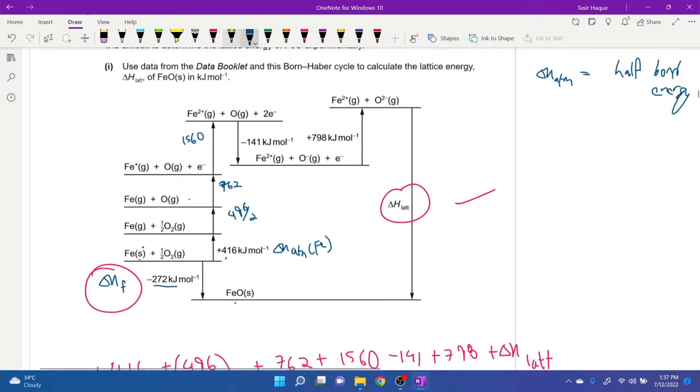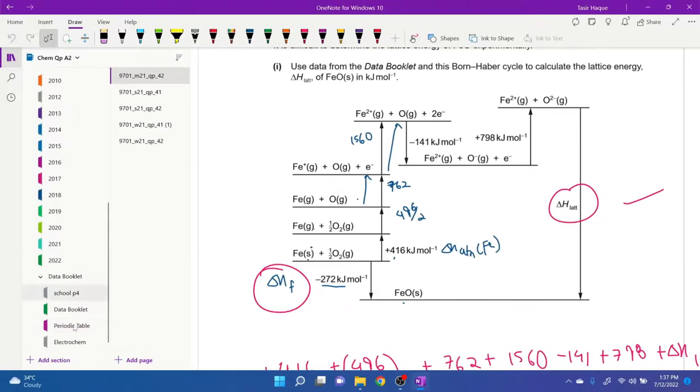What else do we have, guys? As you can see, from this step onwards, we convert iron to iron 1 plus and then iron 1 plus to iron 2 plus. These are basically the ionization energies for iron and iron plus. That's logically it. The enthalpy of atomization of oxygen, followed by the first ionization energy of iron and the second ionization energy of iron.